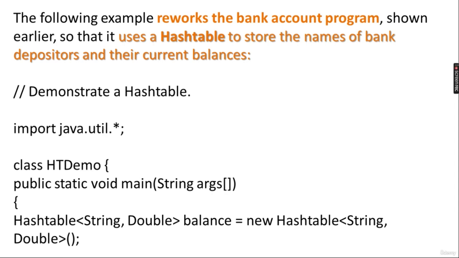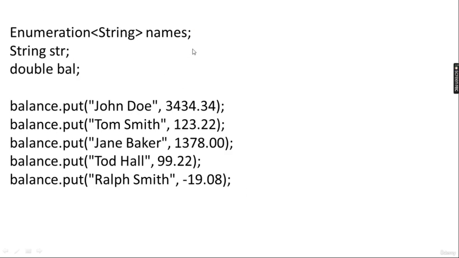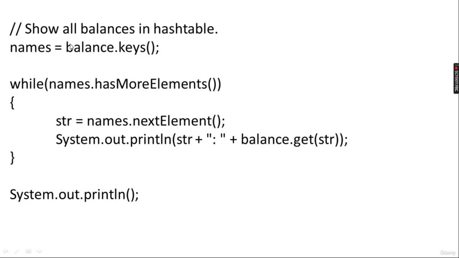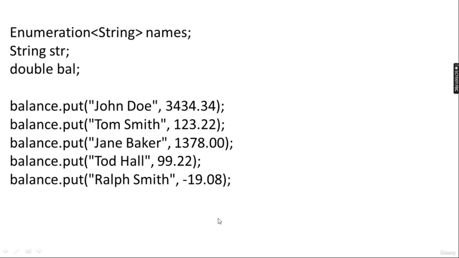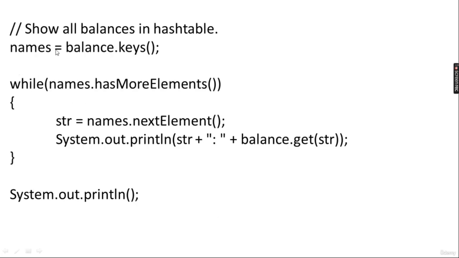The following example reworks the bank account program we have already seen. It uses a hash table to store the name of a depositor and their current balances. Hashtable<String, Double> balance = new Hashtable<String, Double>(); Enumeration<String> names; the entries are John Doe, Tom Smith, Jane Baker, Toad Hall, Ralph Smith. Then, to show all balances in the hash table, we get the balance hash table's keys. All keys are taken into names.